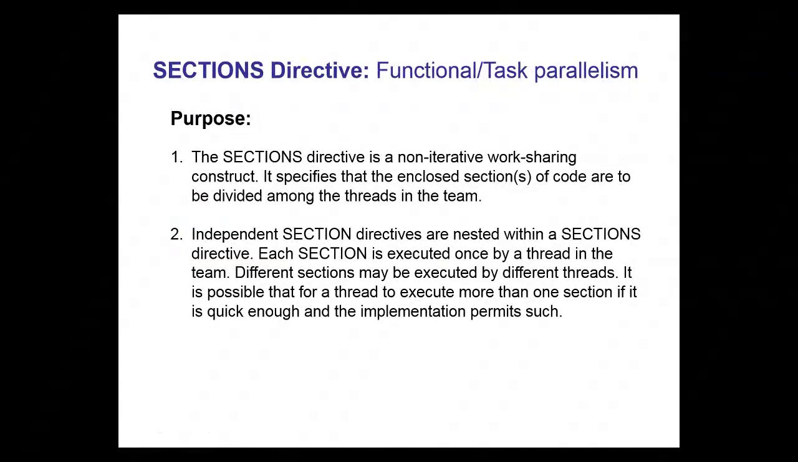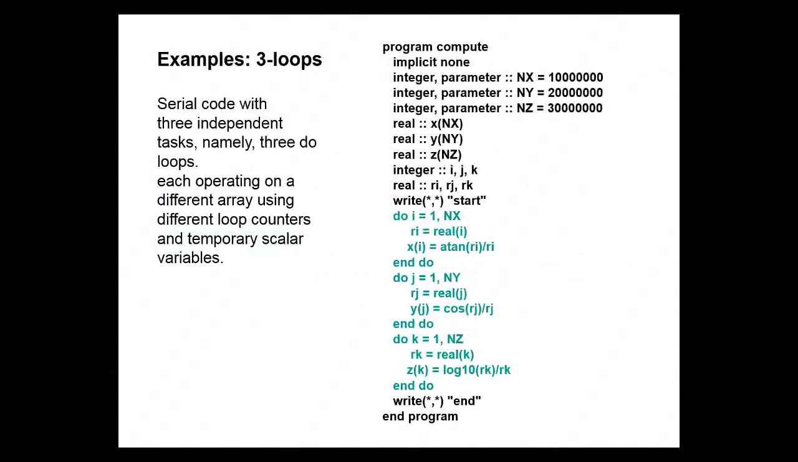And then the other one is the sections directive. And the sections directive, as I said, is a non-iterative work sharing construct. So it specifies which parts of the code need to be done by one thread. Each individual section directive is nested within a sections directive, and each section is executed once by a thread in the team. If we have a simple example here, you will understand it better.